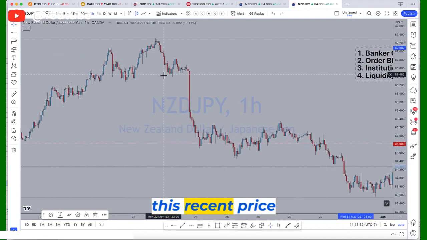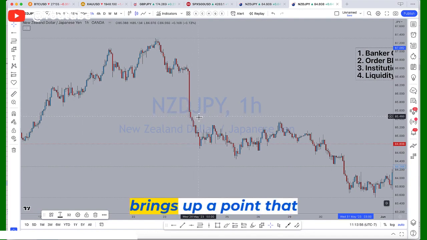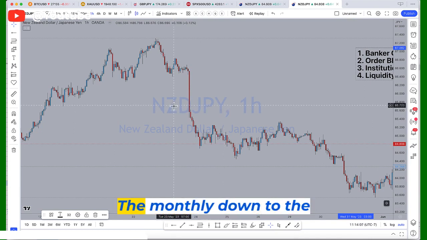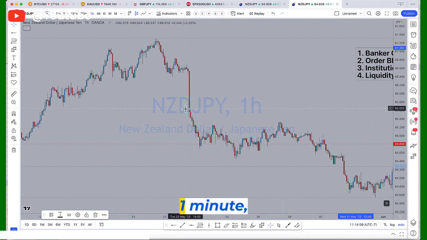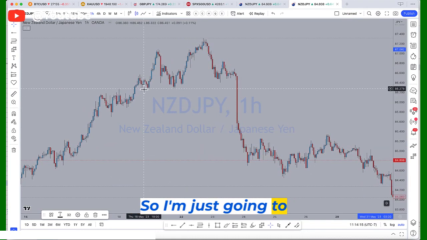So let's go through this recent price action. I randomly picked the NZDN, which brings up a point that this works on any asset: any Forex pair, indices, metals, cryptos, stocks. It works on any time frame, from the monthly down to the 1 minute. You're going to find these patterns everywhere. So I'm going to show you some examples here.